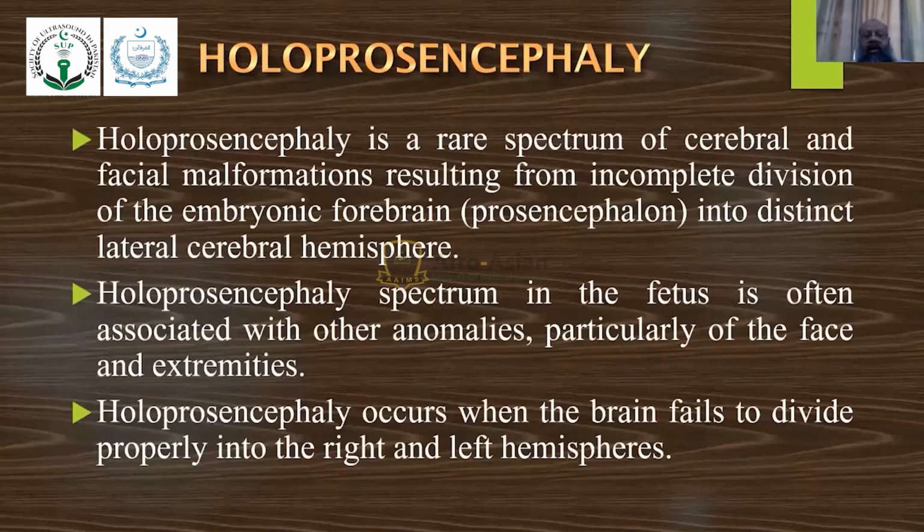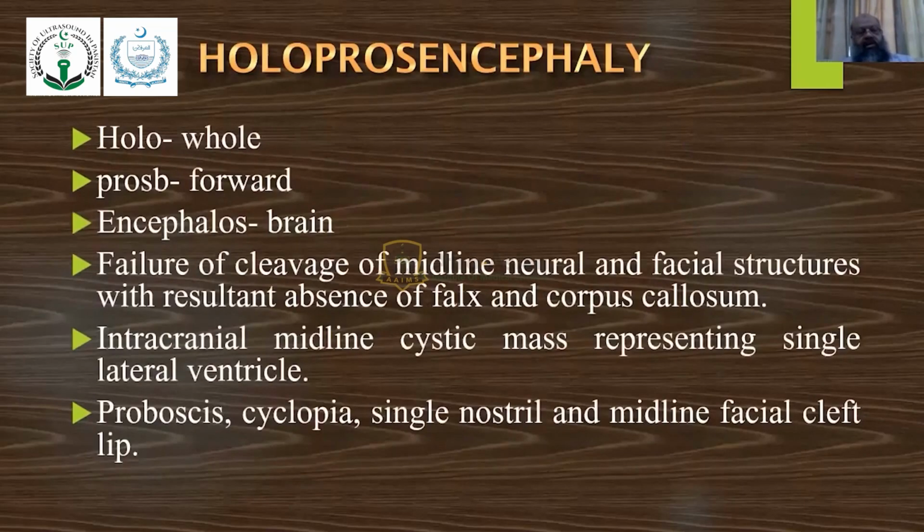Holoprosencephaly is a rare spectrum of cerebral and facial malformation resulting from incomplete division of the embryonic forebrain into distinct lateral cerebral hemispheres. Holoprosencephaly spectrum in the fetus is often associated with other anomalies, particularly of the face and extremities. Holoprosencephaly occurs when the brain fails to divide properly into the right and left hemispheres.